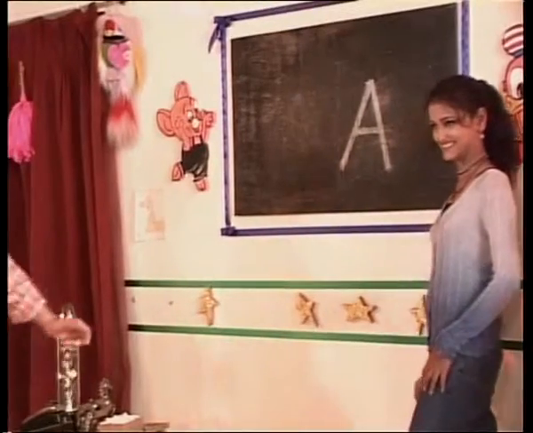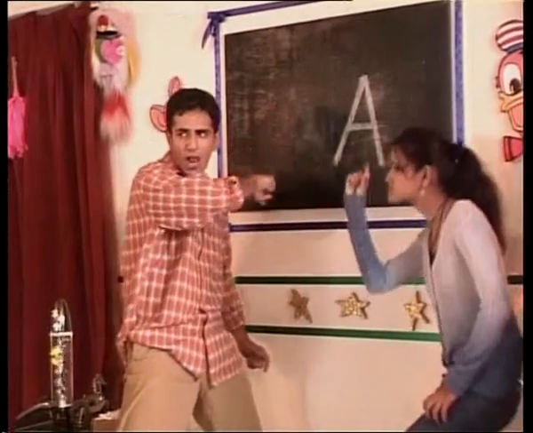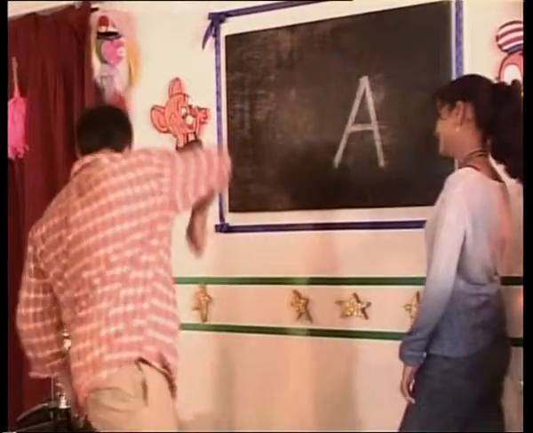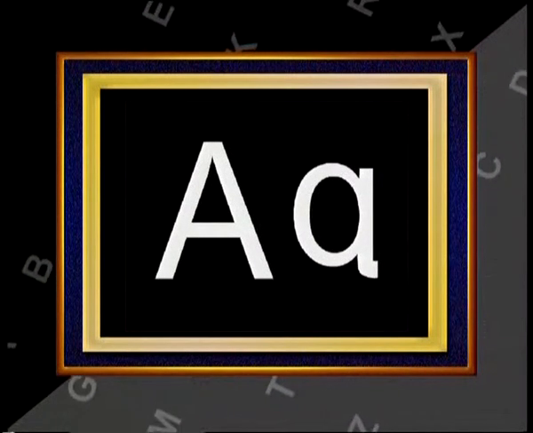Okay kids, now I will show you how to write a small a. Let's go. We will make a small circle and then give a tail to it. Isn't it simple? Once more. We will make a small circle and then give a tail to it. It's so easy. So here we have a capital A and a small a.